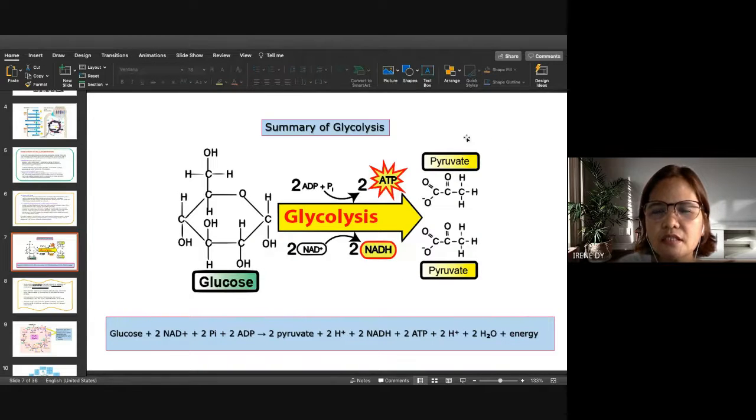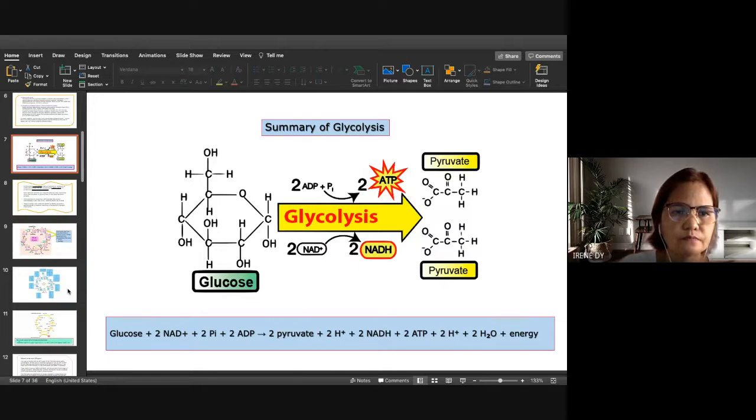So here, this is the summary of glycolysis. Glucose, 2 ADP plus inorganic phosphate would give you 2 ATP. And in here, 2 NAD would be producing 2 NADH. And this glucose will give you pyruvate, which is a 3-carbon molecule. Ano ibig sabihin nito? Kung nakapag-produce ka ng dalawang ATP dito, magpuproduce ka rin ng dalawang NADH. Para magkaroon ka ng pyruvate na papasok doon sa electron transport chain.